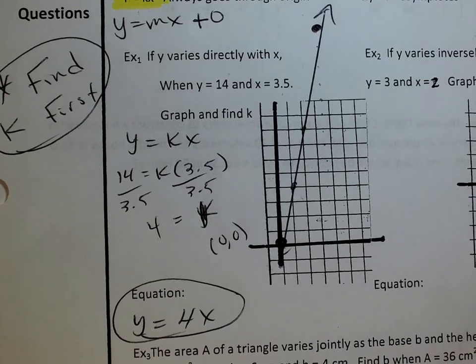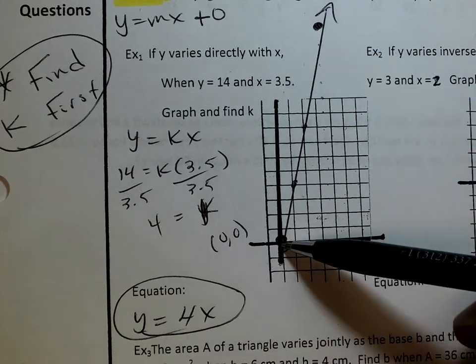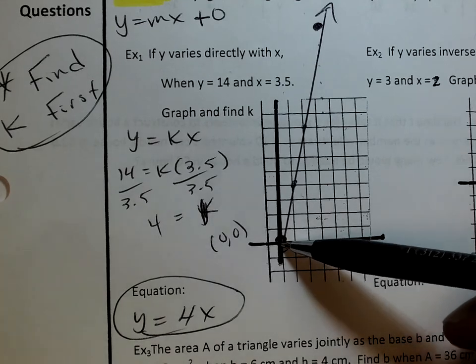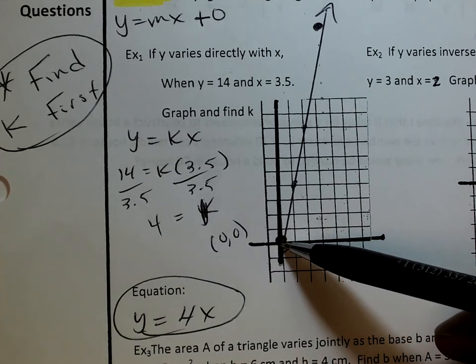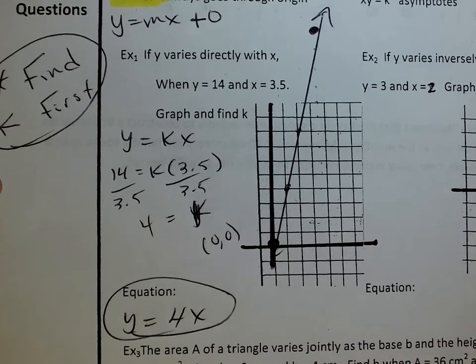With direct variation, it always has to go through 0, 0, right? Direct variation always goes through 0, 0. And if it doesn't, it's not direct variation. In fact, that'll be on your homework today. You'll look at graphs and say, nope, doesn't go through 0, 0. Not direct variation, okay? In fact, neither one of them goes through 0, 0, right?